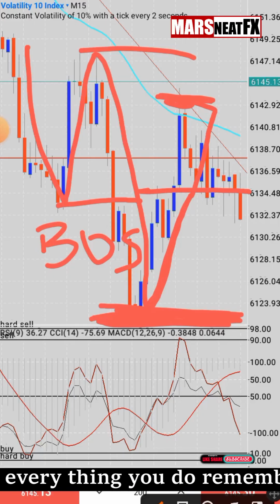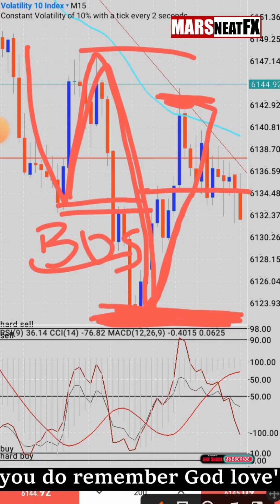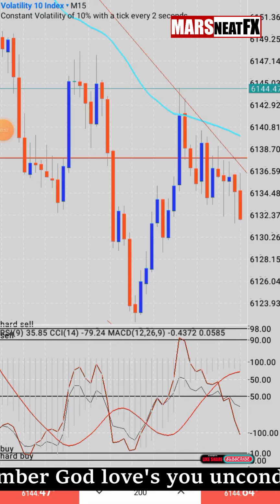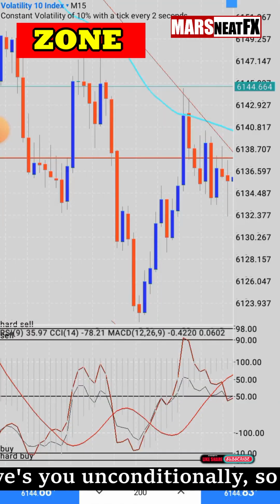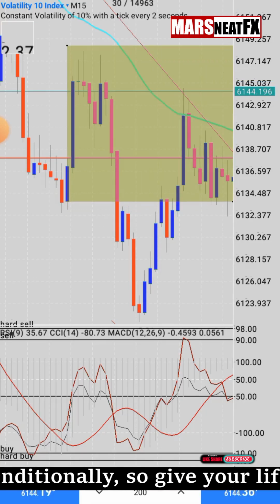So what happened is this. As soon as I've gotten this BOS, that is this clean break of structure, number two, I'll look for the zone. Where is the zone? I will bring in my square. For example, let me use the square here. You see, from this high to this low, then I'll extend it all the way here.